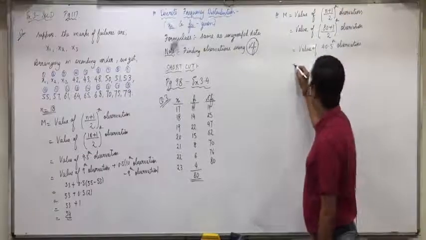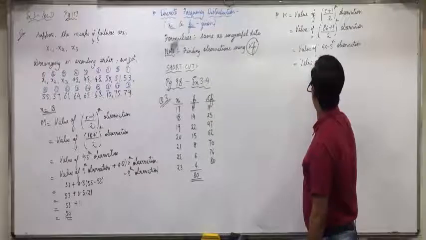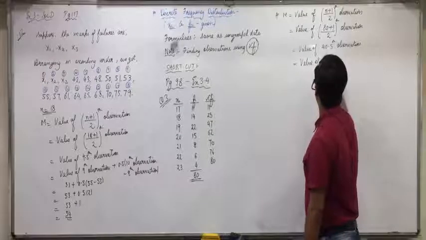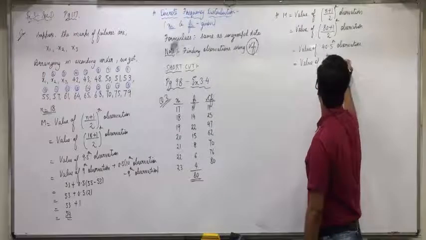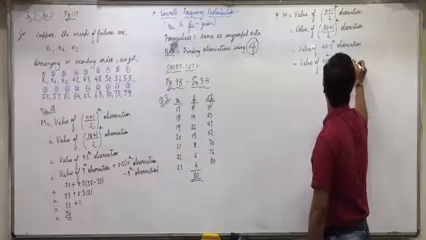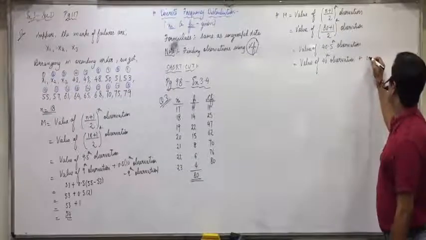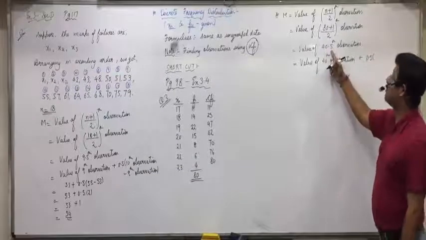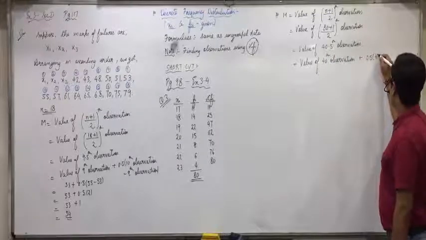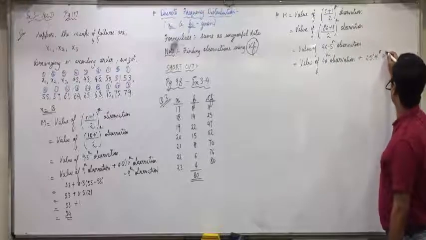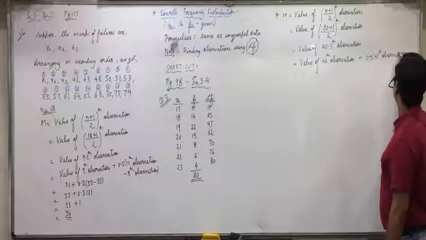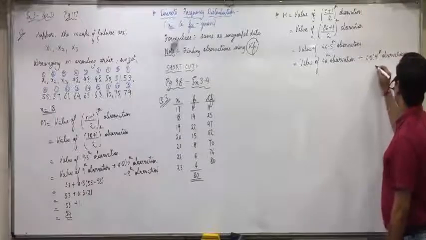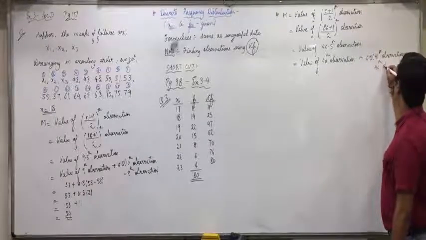Now this, we have been doing: value of 40th observation plus 0.5 times (41st observation minus 40th observation).